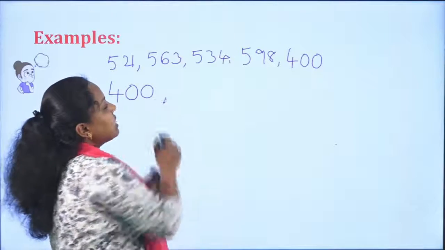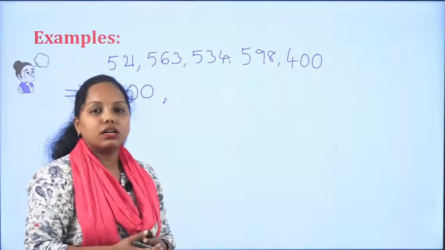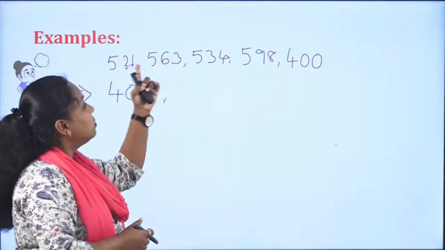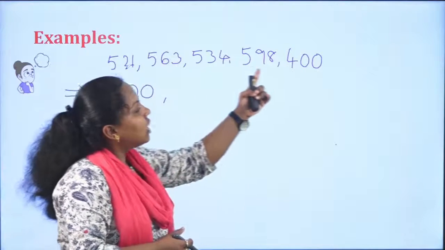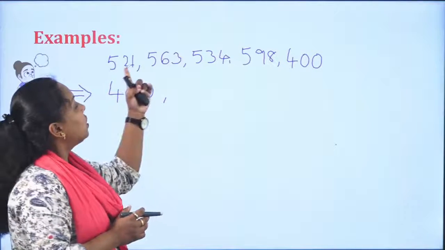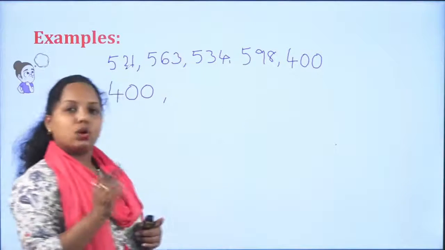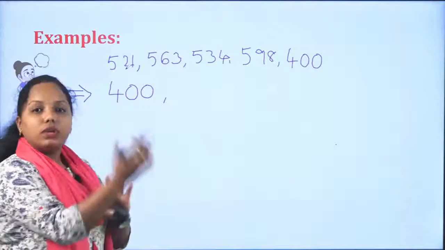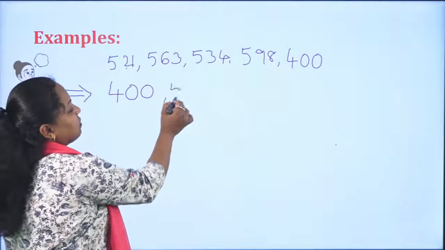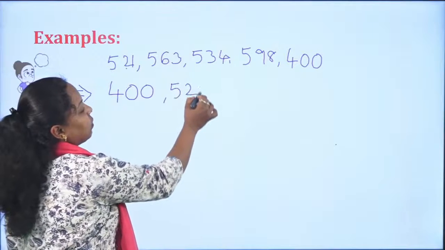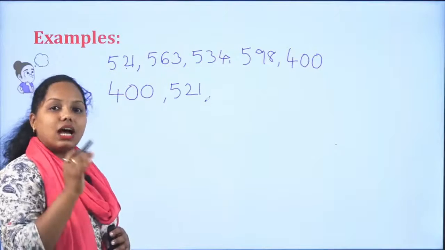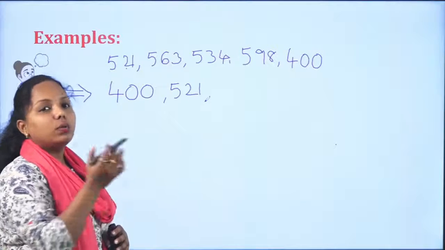Now, what are the next numbers? Next all numbers are in 5. So, move to the tens place value. 2, 6, 3, 9. Among these, which is the smaller? So, obviously 2 is smaller. Don't worry about the units place. Write the entire number over there. So, that is 521. Which order am I writing? This is in ascending order, that is smaller to bigger.